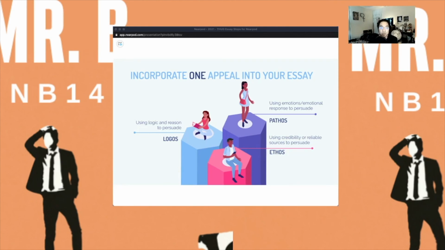I'm going to ask you to incorporate at least one appeal into your essay. Now, this isn't exactly in the instructions because it's not something that you're going to make a separate paragraph for. It's more something that you're going to intertwine into your analysis or your evidence. Kind of will influence the choices that you're going to make in the way that you're going to analyze and try to convince or persuade your reader.